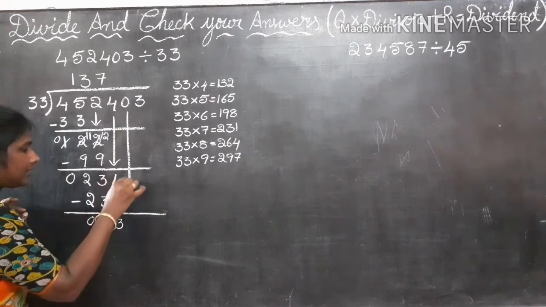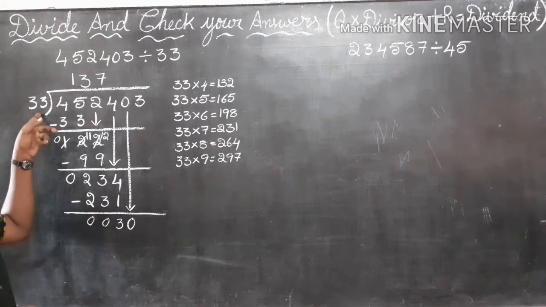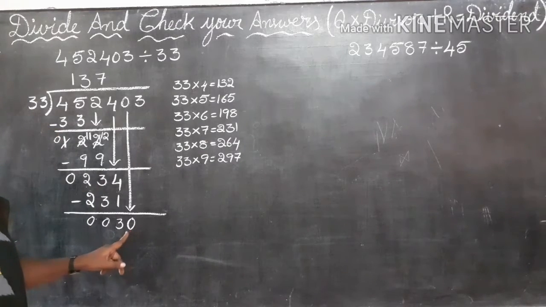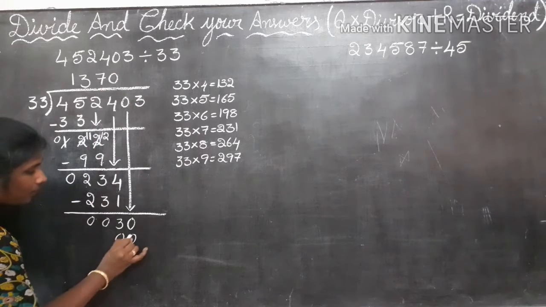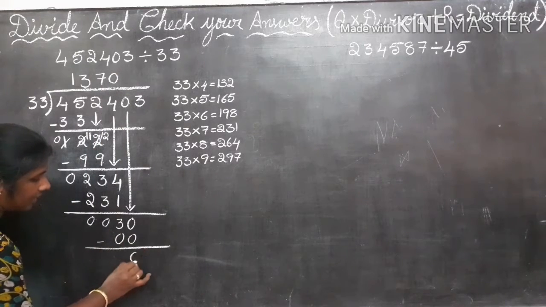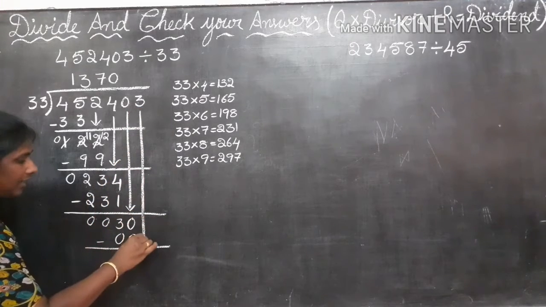Next we have to take 0. Here it is 30, here it is 33. But it is not possible with 30. So 33 zeros, 0. Minus 0. Here 3. Next we have to take 303.